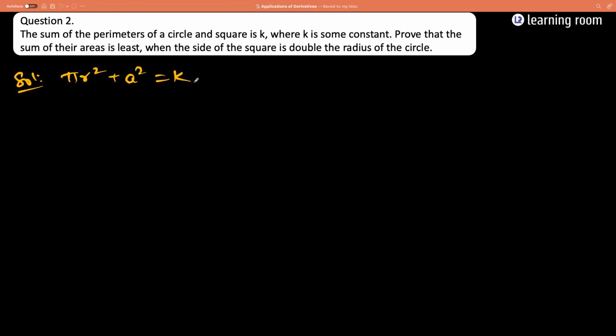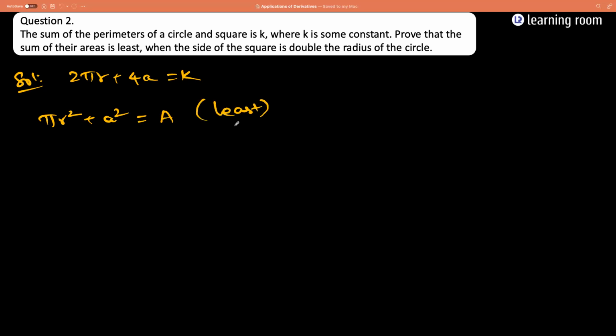So what are the variables? Sir, 2 pi r. Oh, sorry. 2 pi r plus 4a. 2 pi r plus 4a should be a constant. So here, what are the variables? R and a. Prove that the sum of the areas, that is pi r square plus a square, if I take it to be the area, this is expected to be the least.